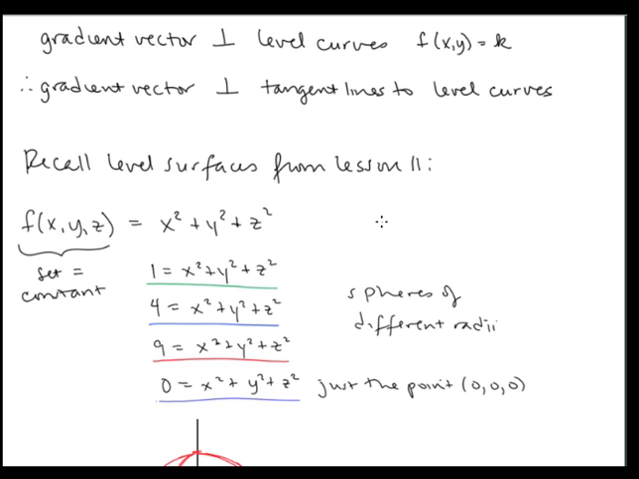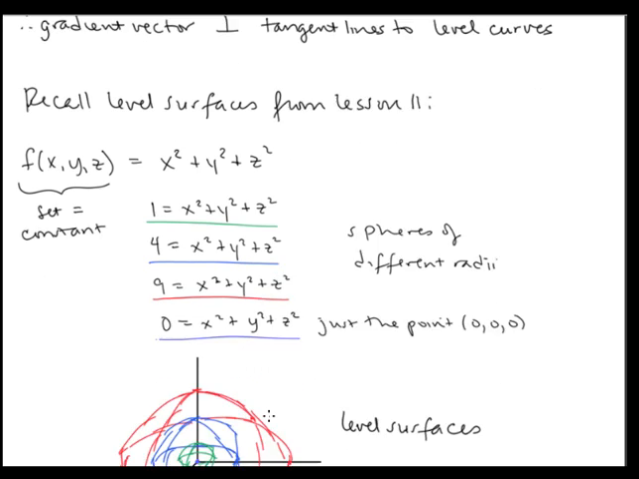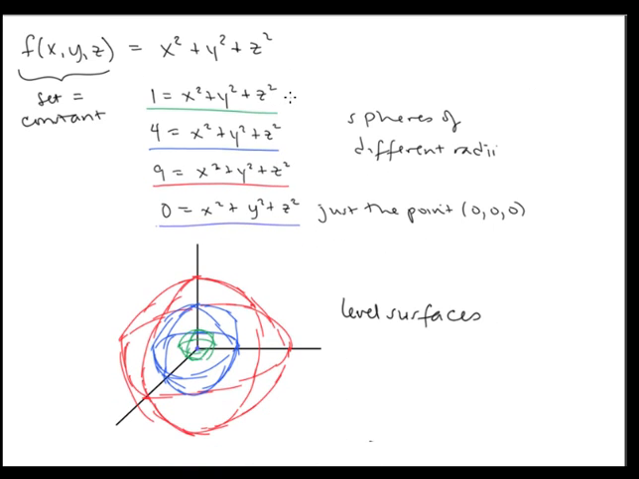From lesson 11, we had f of x y z is equal to x squared plus y squared plus z squared. Now when we take a function of 3 variables and set it equal to a constant, we're getting a series of surfaces. In this case, we've got the spheres of different radii, so that gives us a collection of spheres of any radius, and that's the collection of level surfaces for this function of 3 variables.